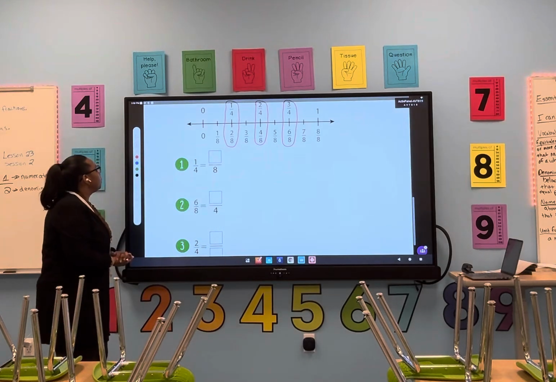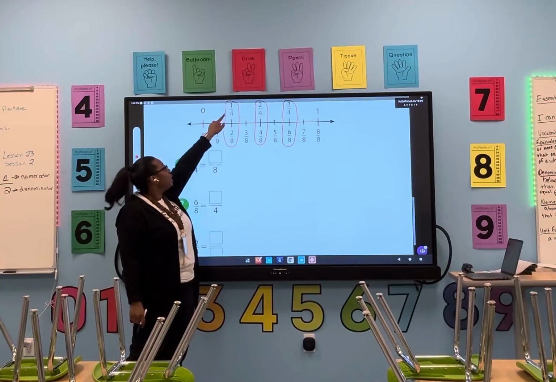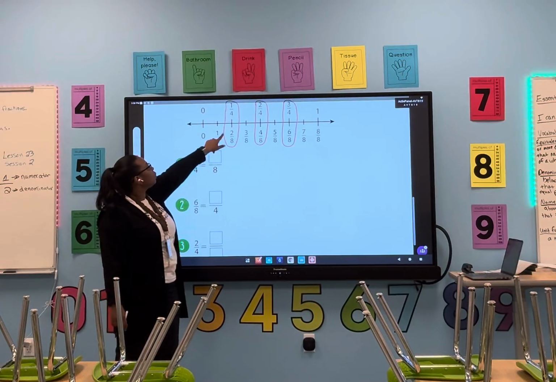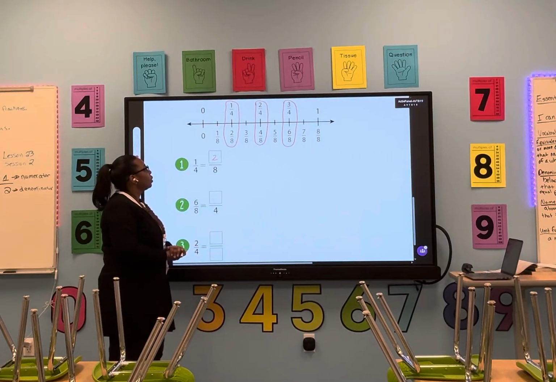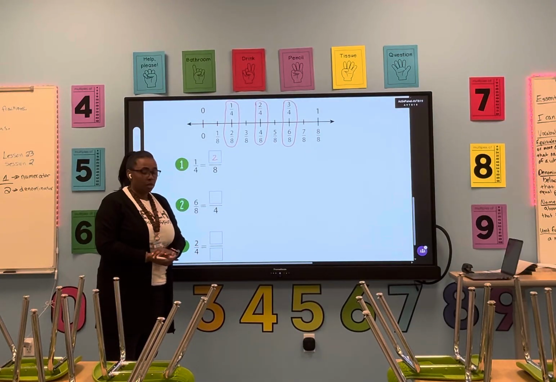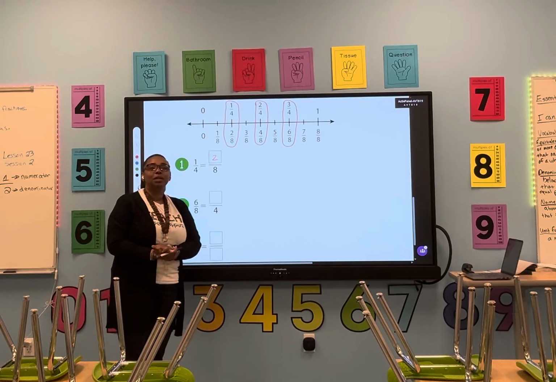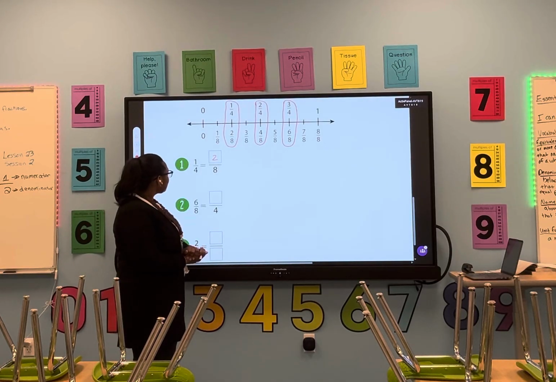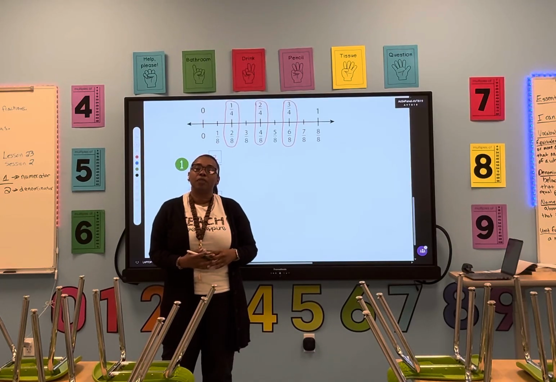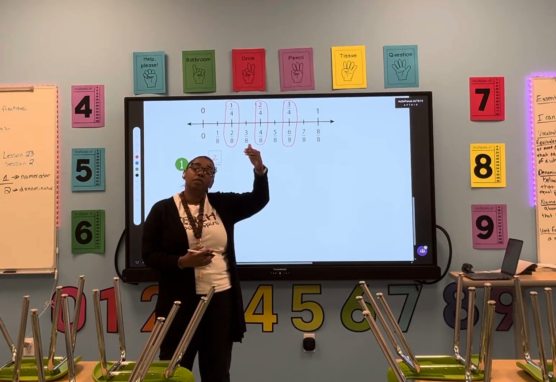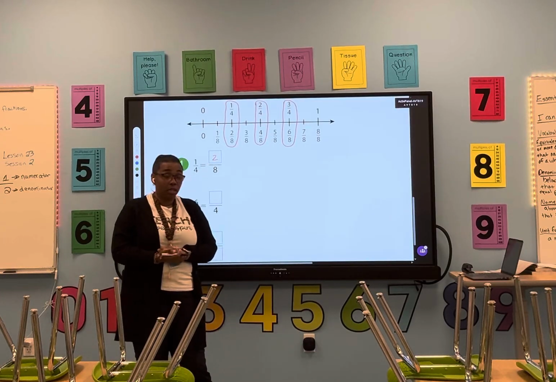So let's start with number 1. Number 1 says 1/4. Well, we did circle one that had 1/4. And it said it is equal to blank over 8. Well, that is 2/8. So that means the numerator is 2. And remember, the numerator is the top number in your fraction, the number that is above the fraction line. It also tells you how many parts you have shaded.